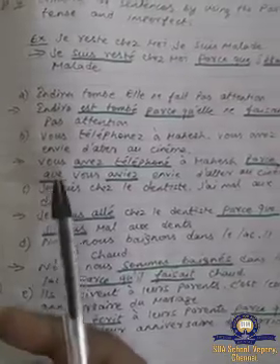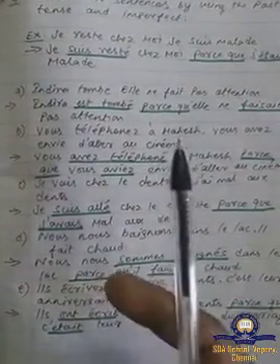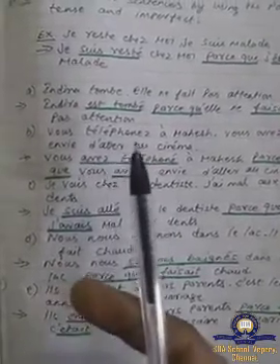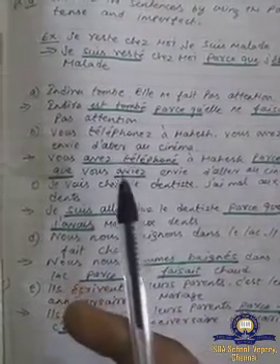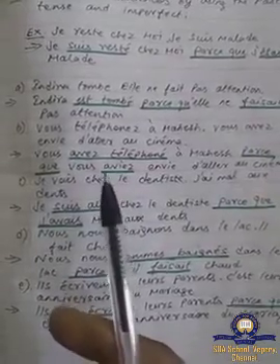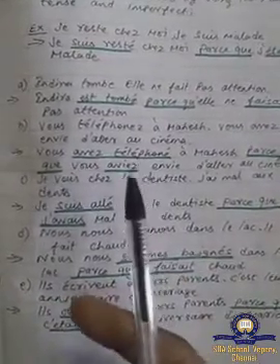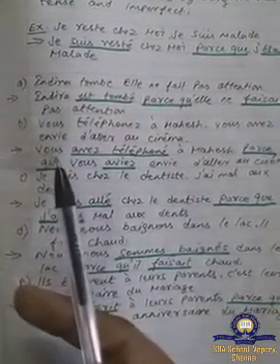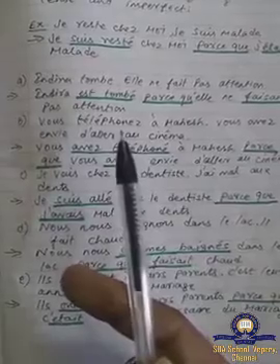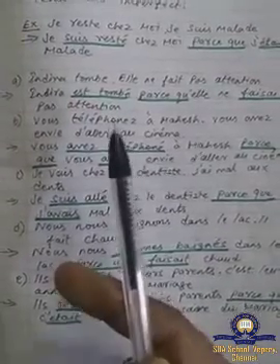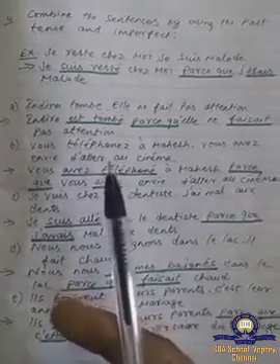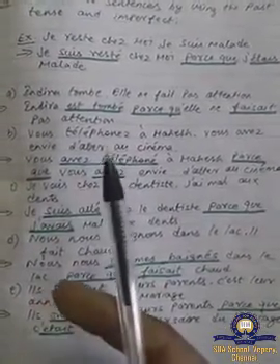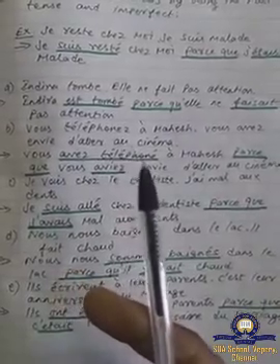Now, second question. Vous téléphonez à Magesh, vous avez envie d'aller au cinéma. Both are given in present tense. You have to convert the first verb into passé composé, the second verb into imperfect. Téléphonez. So write the subject VOUS. Téléphonez is given in present tense, ER verb. For téléphoner, the auxiliary verb is avoir. So AVEZ is the auxiliary verb.